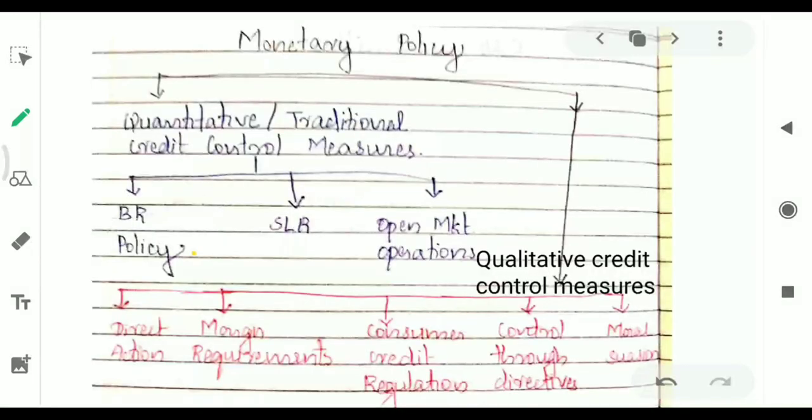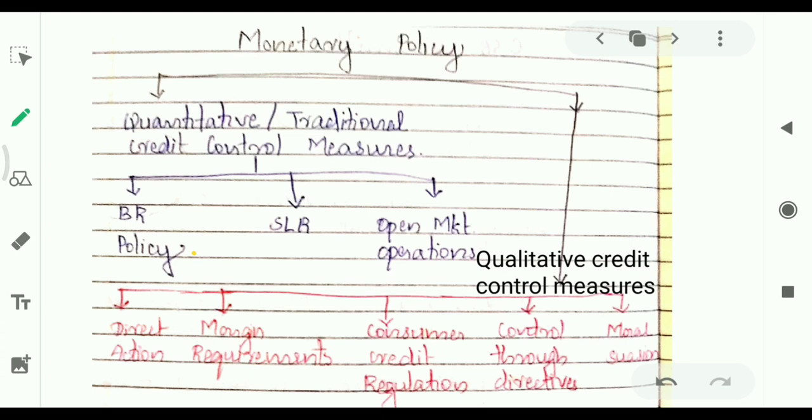Now let's see what the classifications of monetary policy are. There are quantitative as well as qualitative credit control measures. These credit control measures are otherwise called credit control instruments. The quantitative or traditional credit control instruments include bank rate policy, liquidity ratio, and open market operations. Under the qualitative credit control measures, we have direct action, margin requirements, consumer credit regulation, control through directives, and moral suasion.